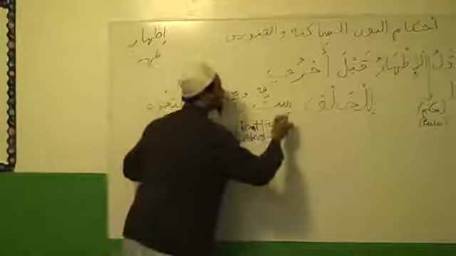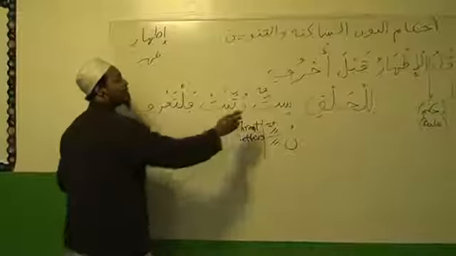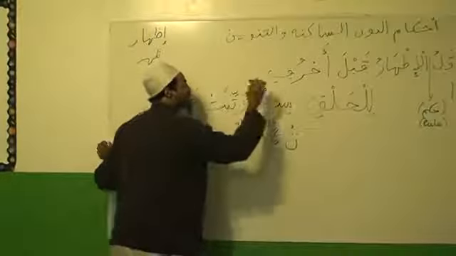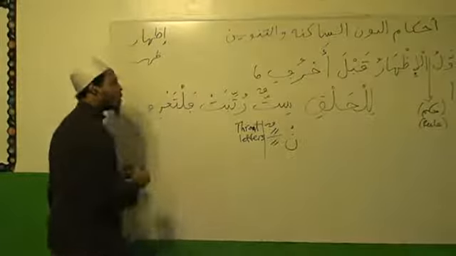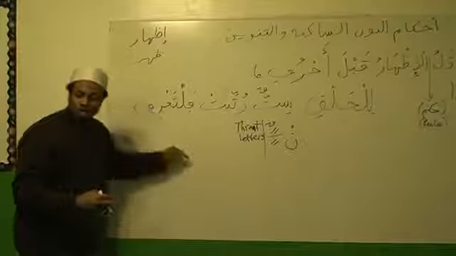Lil halqi sittun ruttibat fal ta'rafi. For the throat, there are 6. This is 6 right here. Ruttibat, set and straight in order. Fal ta'rafi. So then you should know what they are.